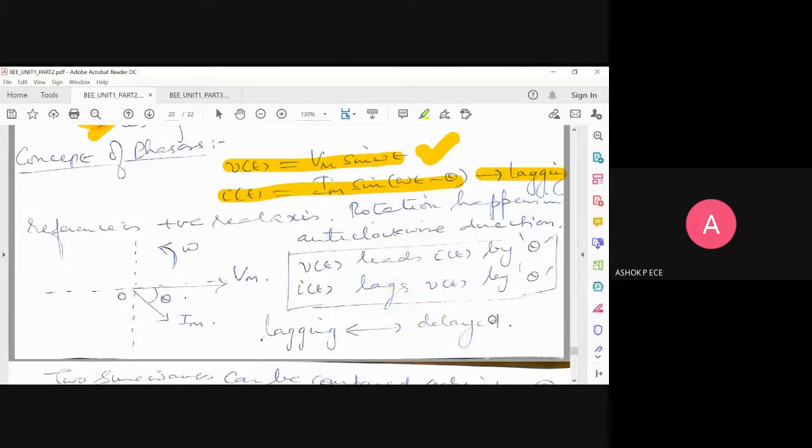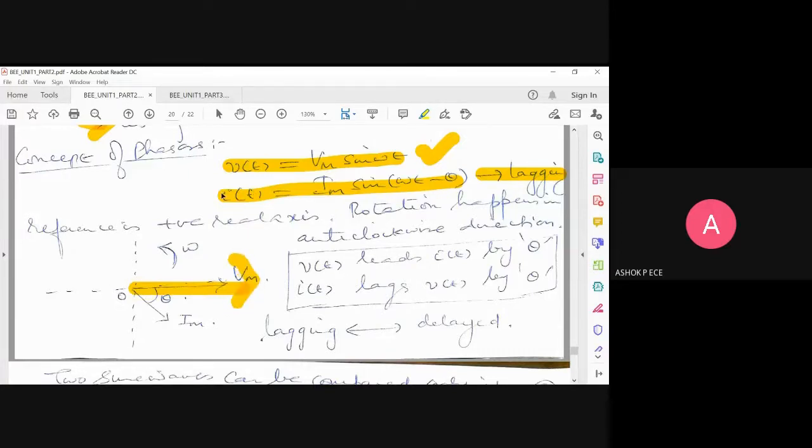Now I am going to draw the same thing in terms of phasor. See here, when I'm going to draw Vm sine omega t, the phase angle is 0. So the reference is going to be the positive x-axis. Then the phase angle is 0. I draw Vm along the positive x-axis.